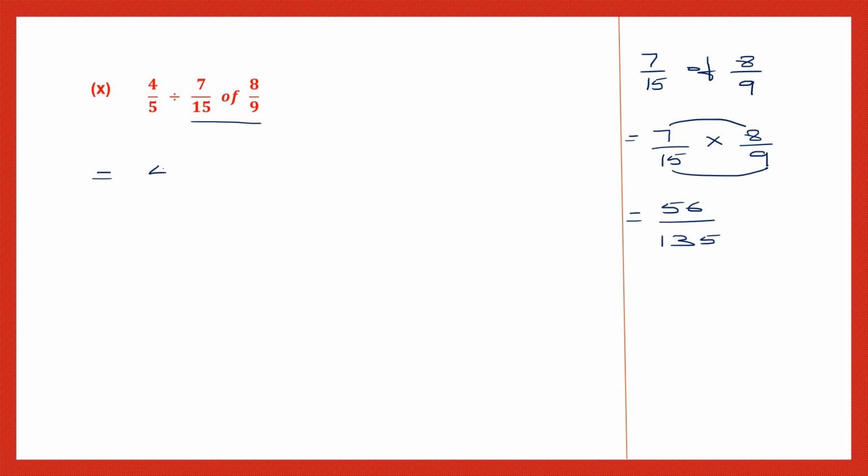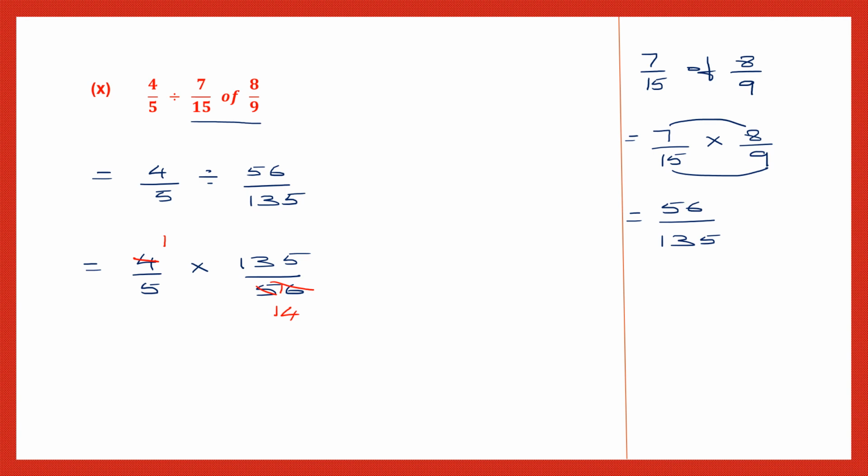So this is 4 by 5 divided by 56 by 135. So 4 by 5 into 135 by 56, the reciprocal. Now we can cancel 4 and 56, and 135 and 5. So 4 ones are 4. Now here also 4 ones are 4. What is remaining? 1. So it becomes 14. 4 fours are 16. That means 4 into 14 will give us 56.